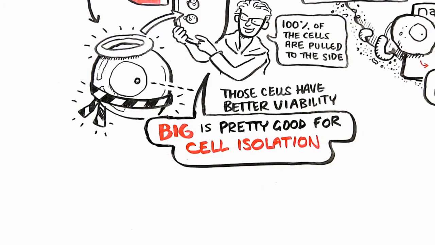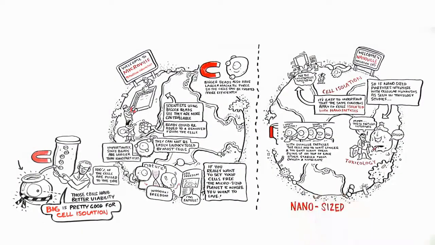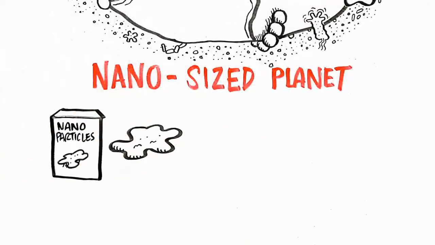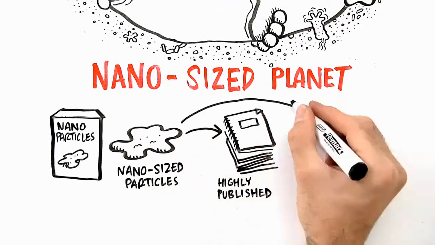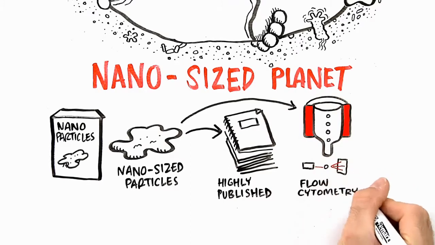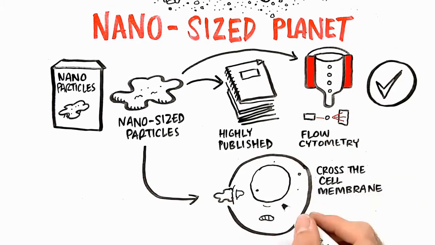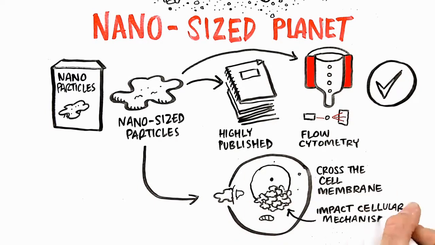So, here is where cell isolation is. Two planets, one nano-sized and one micro-sized. Both have their advantages and disadvantages. Nano-sized particles have been highly published, and historically, this was the only technology that worked well with flow cytometry. But nanoparticles cross the membrane and have been demonstrated to impact cellular mechanisms.